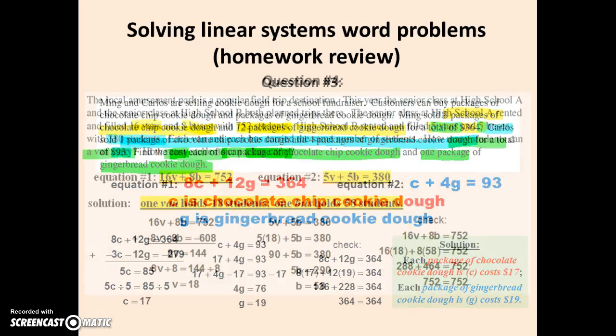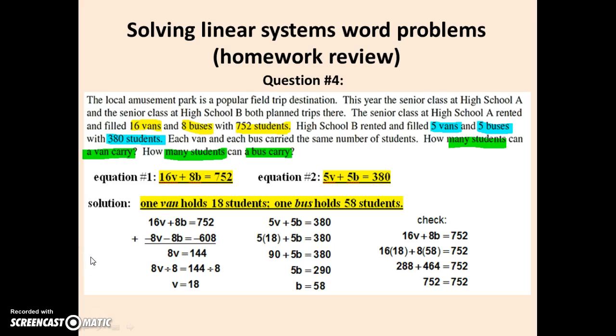Okay, the next 2 I am just going to leave up here for you to look through and see what I did. So I would suggest you pause this. You can see I highlighted the information. I wrote down my 2 equations. I wrote down what the solution was, and I'm showing you the work, showing you how I found V, how I found B, and my check.